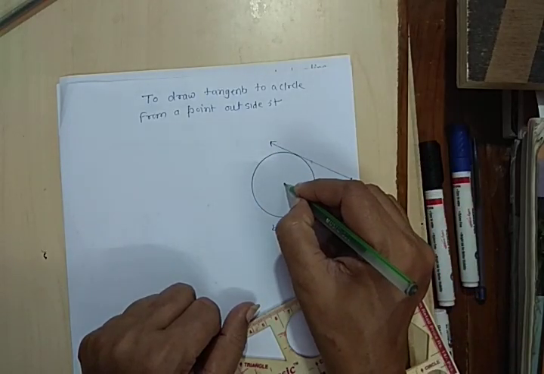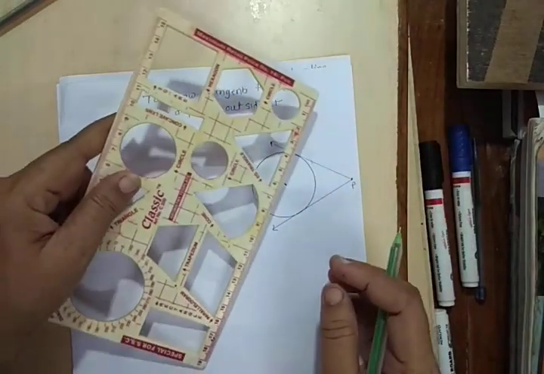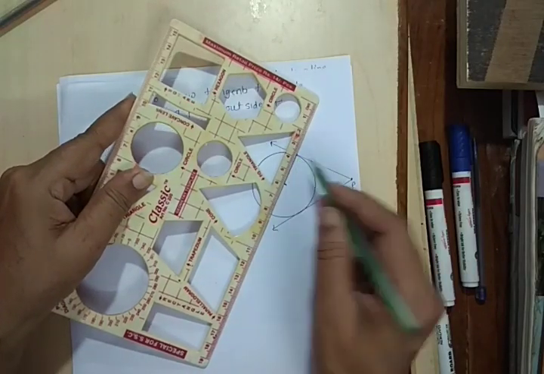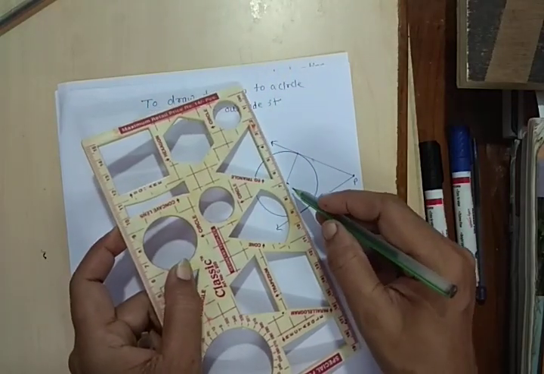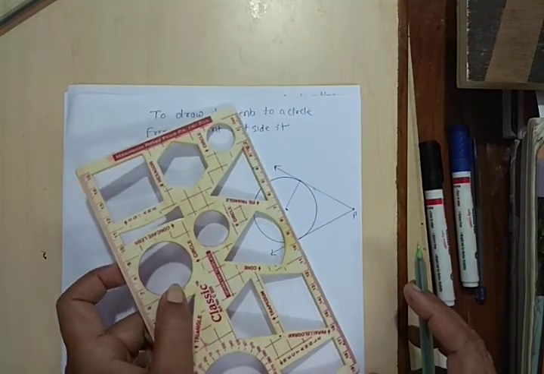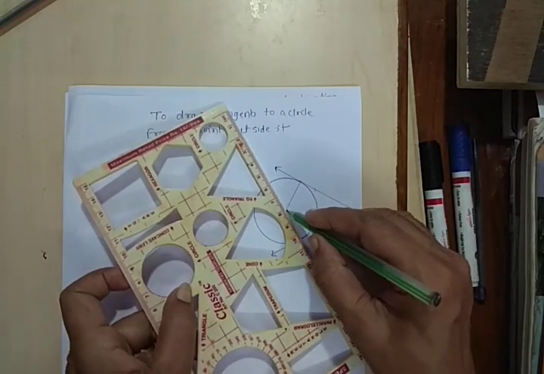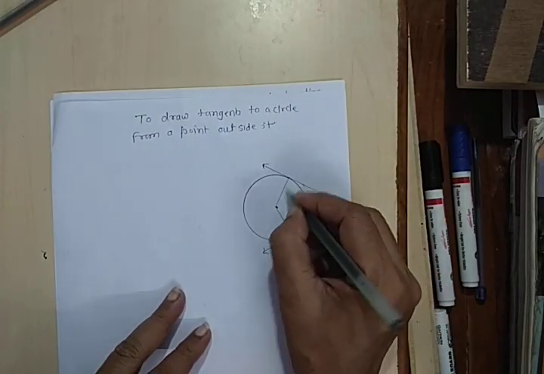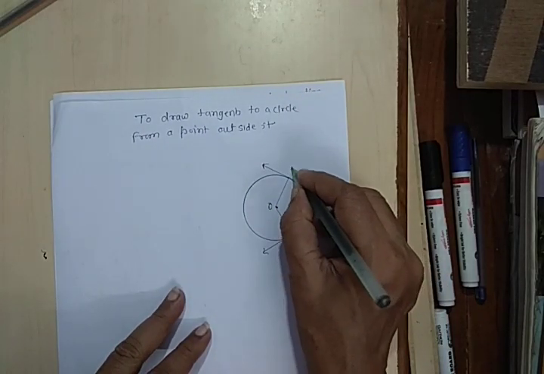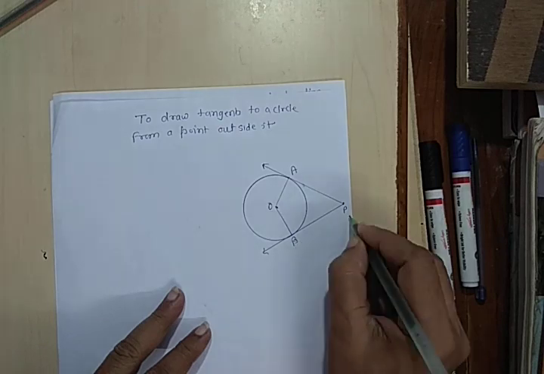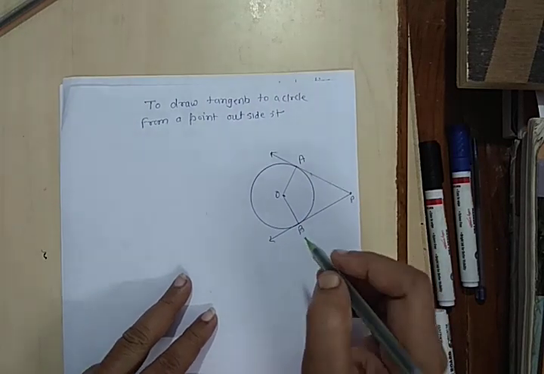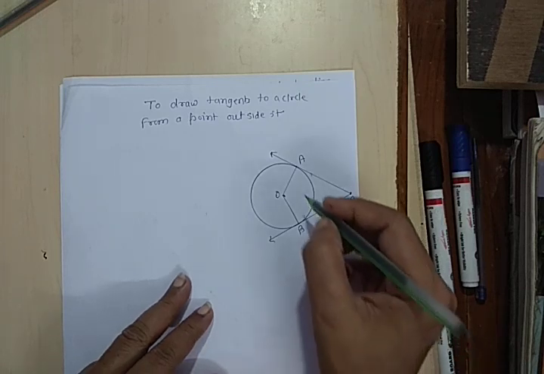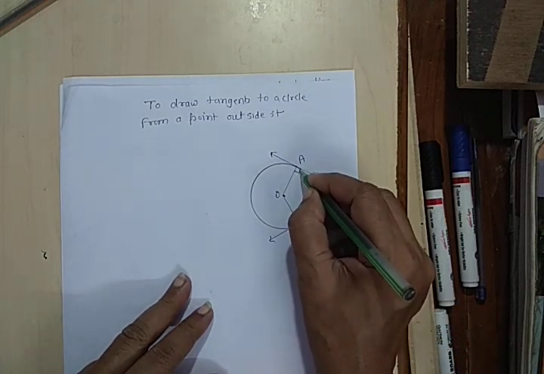Now here we need to use the center also. Suppose this is the center. What can you say about the angle OAP? What can you say about angle OAP? Which type of angle is it? Correct. It is a right angle.